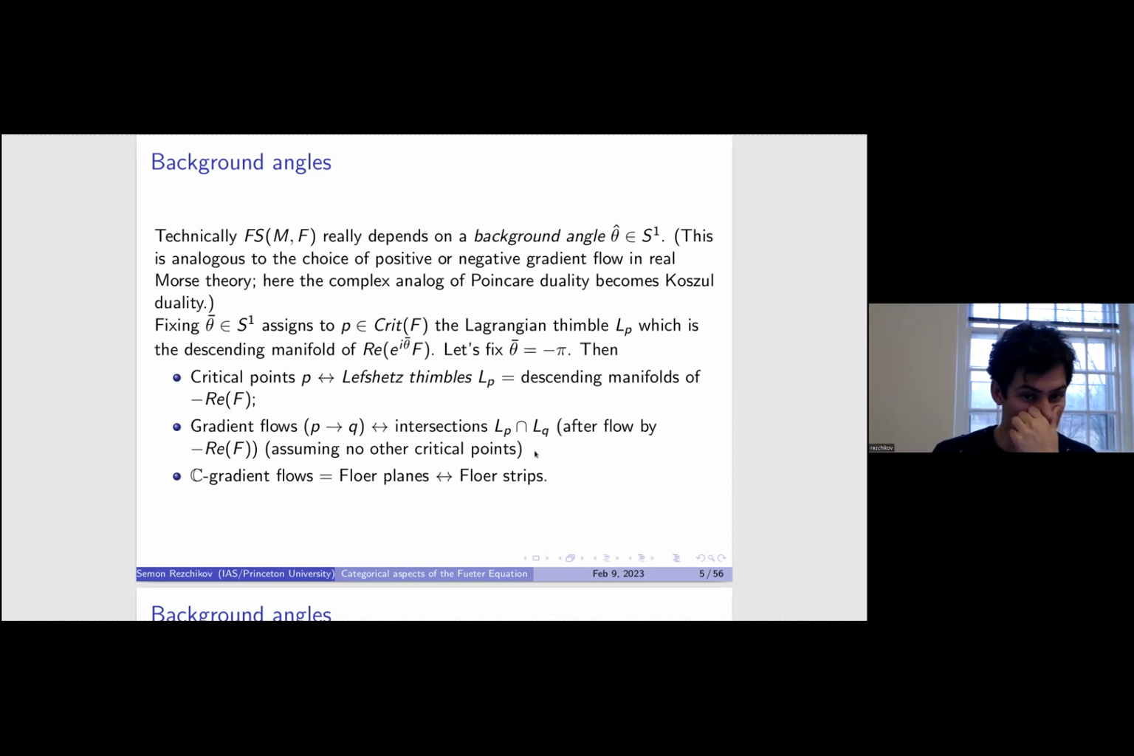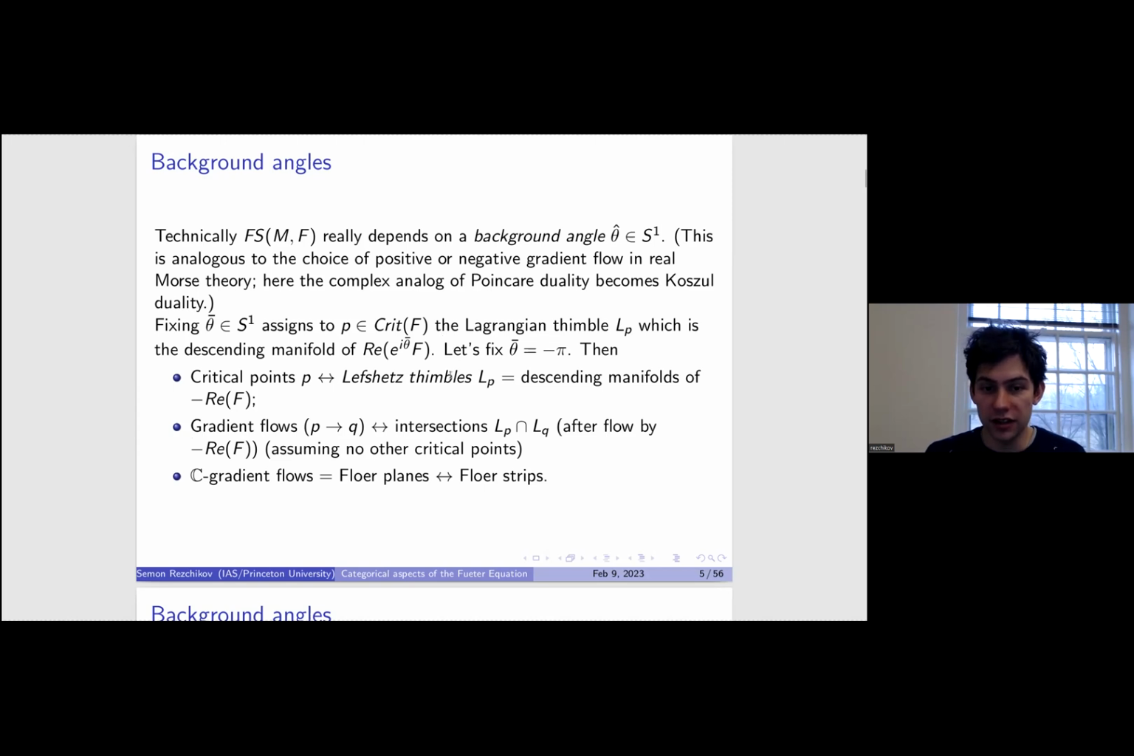So that's why you need to choose this direction, because these different Lefschetz thimbles for different angles really can be quite different. They don't even have to be homologically equivalent in any sense. Now, the morphisms are supposed to be built out of gradient flows between these functions.